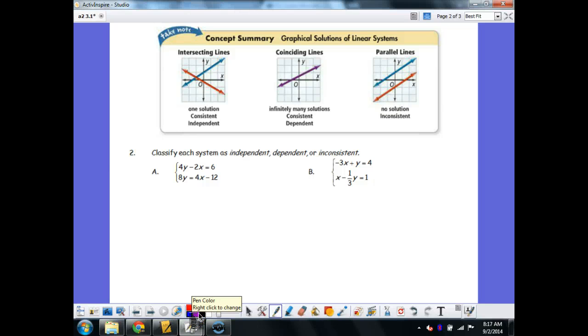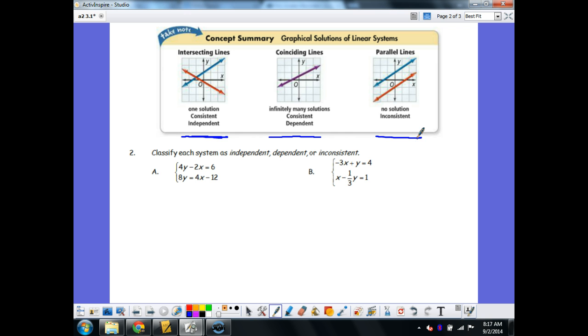Now, when we look at these systems of linear equations, one of three things will happen. We'll either have lines that intersect in one point, like we had in the first two examples, A and B of number 1. We could have two lines that are coinciding, meaning they're the exact same line, or we could have two parallel lines that never intersect. And I've included this table here to represent these three different cases.